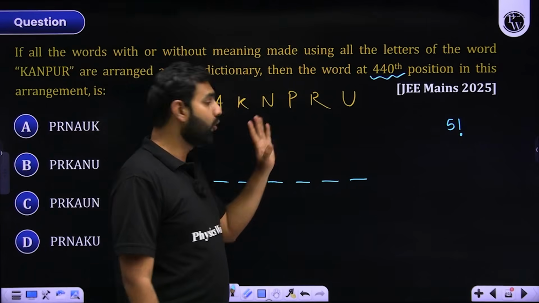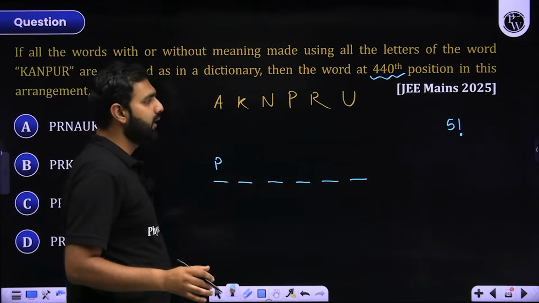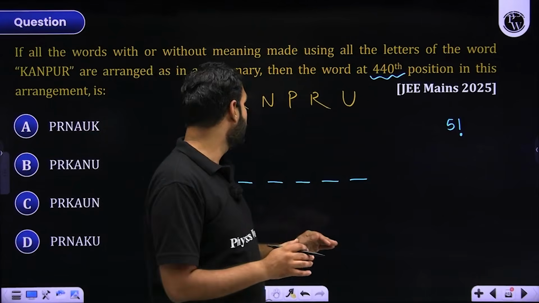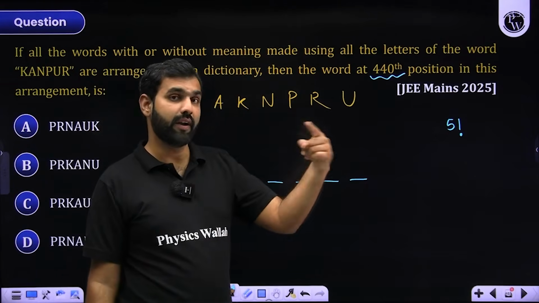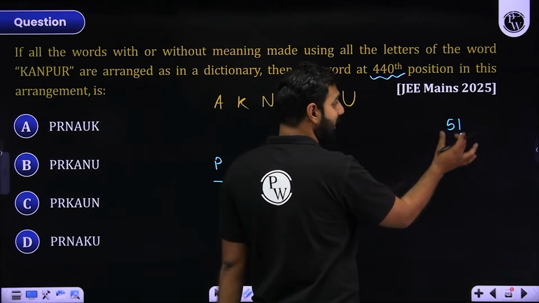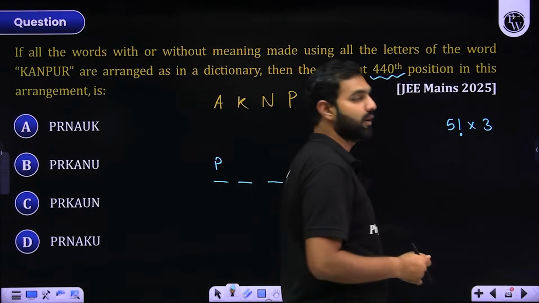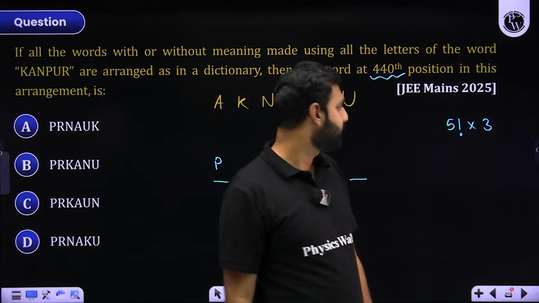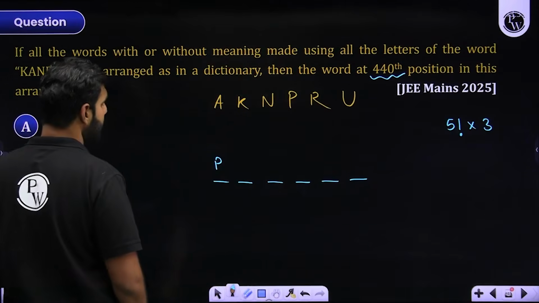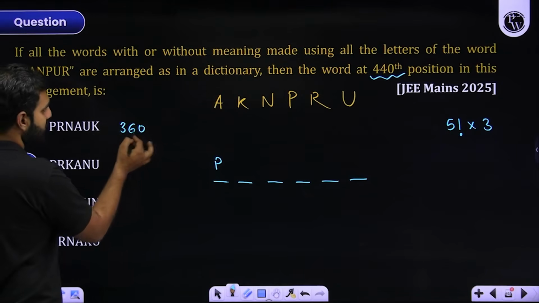Before I write P, let me stick to this P now. Before P, I had A, K, and N, and for each of A, K, and N, I had 5 factorial choices, which means 5 factorial into 3. 5 factorial we all know is 120. 120 into 3 should be 360. So I have reached till 360.